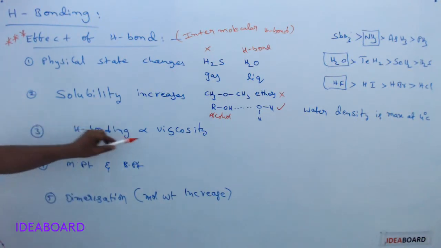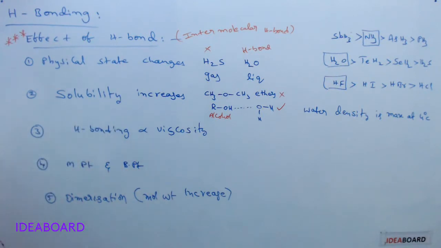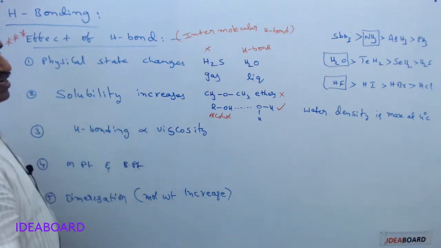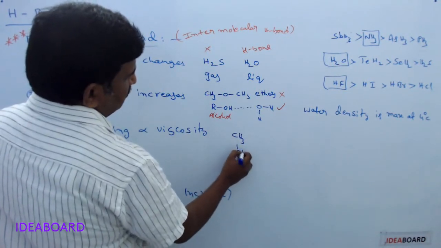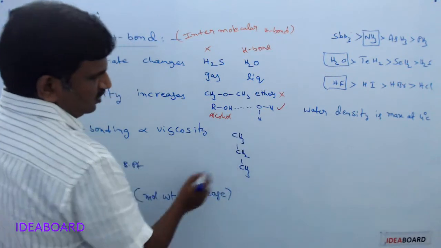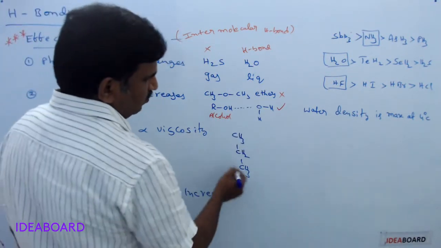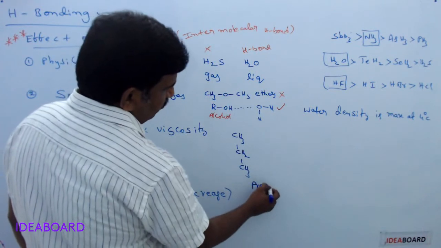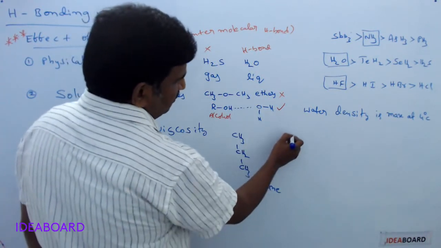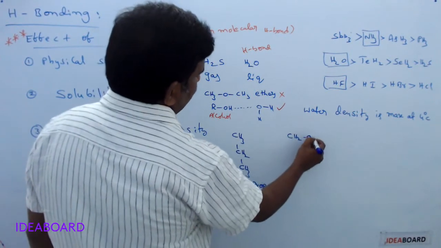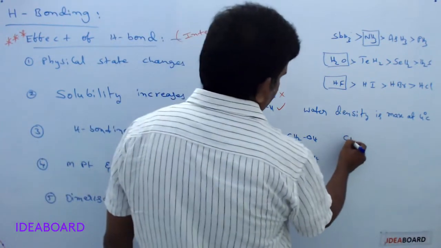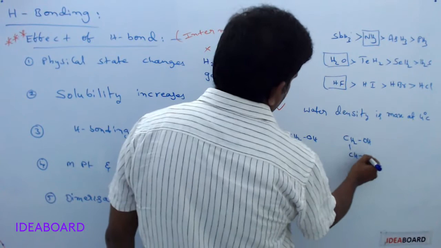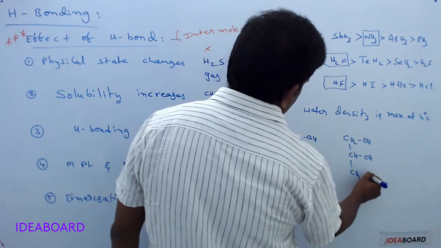And next, viscosity and surface tension are directly proportional to hydrogen bonding. If you take CH3CH2CH3, this is propane, a compound with 3 carbon atoms. Next compound I am giving is CH2OH-CH2OH. And another compound, CH2OH-CHOH-CH2OH.